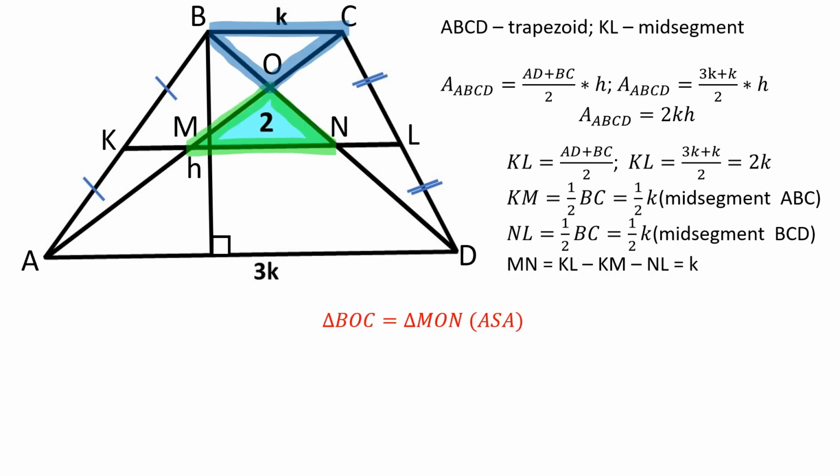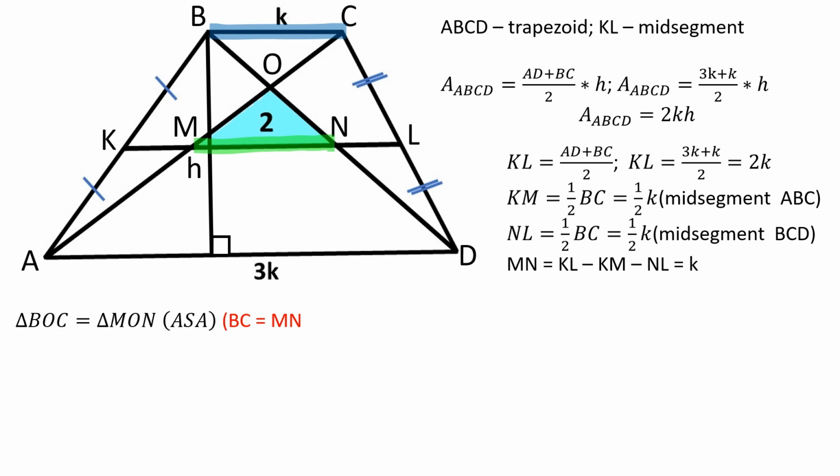Triangles BOC and MON are congruent because two angles and the included side of one triangle are equal to two angles and the included side of another triangle. BC is equal to MN. Angles BCO and CMN are congruent, and also angles CBO and MNO are congruent as corresponding angles.